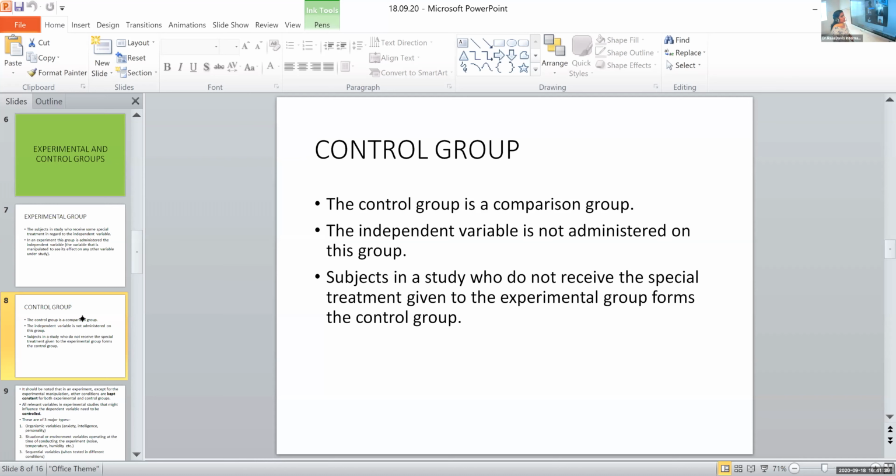Which example do you want from the ones we discussed earlier? We discussed the drugs, the music therapy, the bone density. Which one do you want? Which was the simplest one? Anybody? Music therapy. Okay. So we are going to conduct an experiment on music therapy.